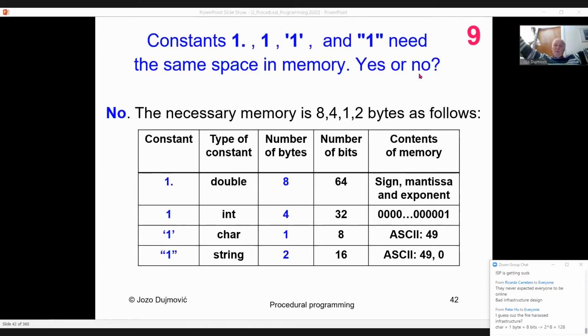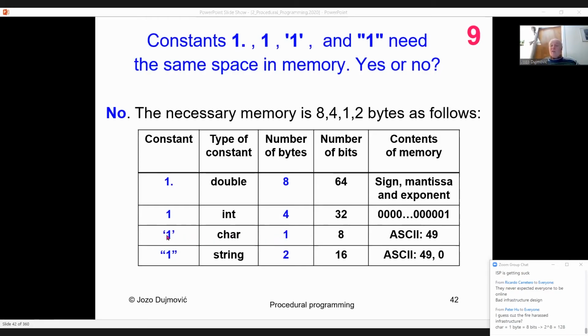Constants 1, 1.0, '1', and "1" need the same space in memory, yes or no? Of course, it is no. Why? Because 1 with a dot is a double precision constant, so it takes 8 bytes or 64 bits, and it has sign, mantissa, and exponent in memory. 1 is an integer. An integer takes 4 bytes or 32 bits, and it is written as 00001 at the end.